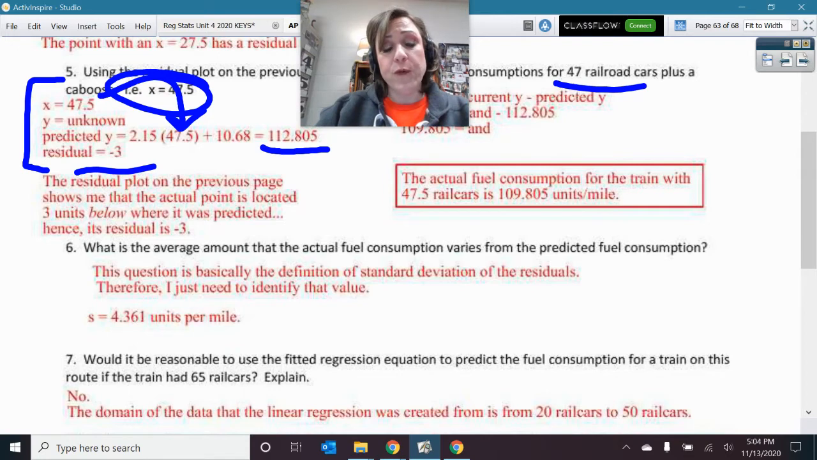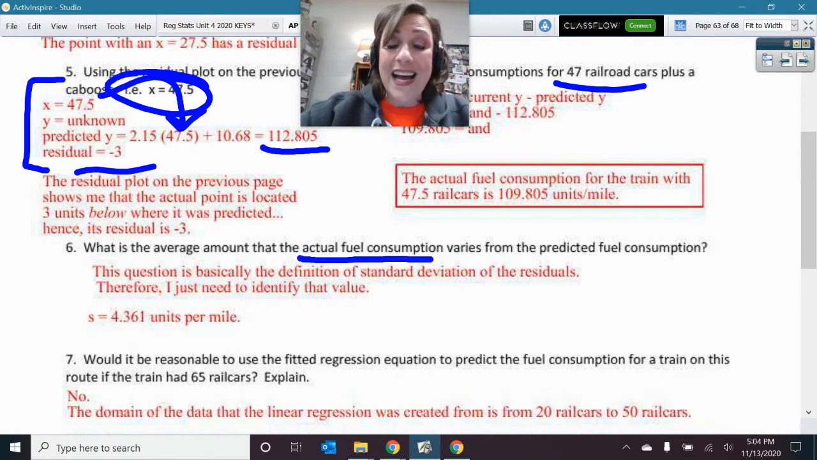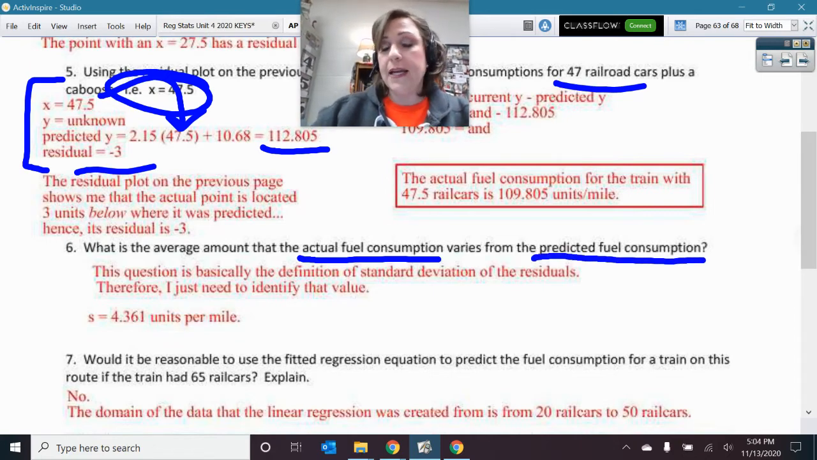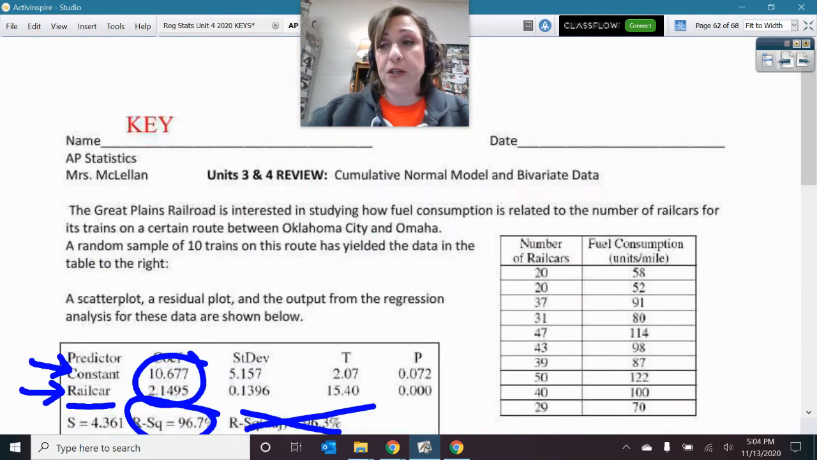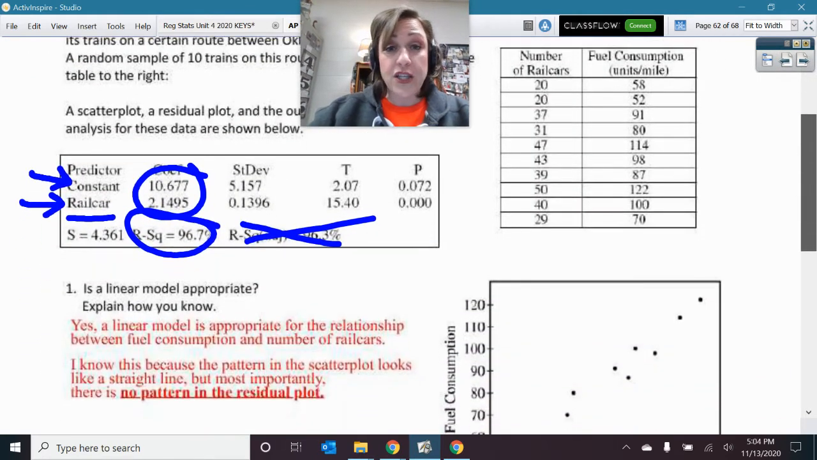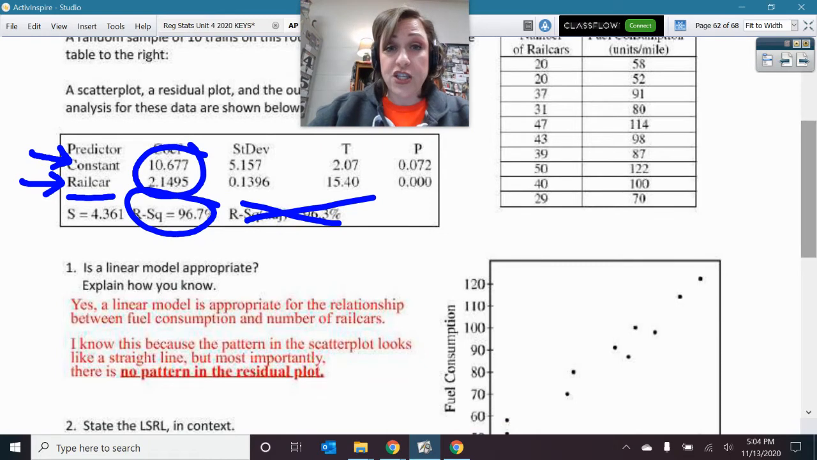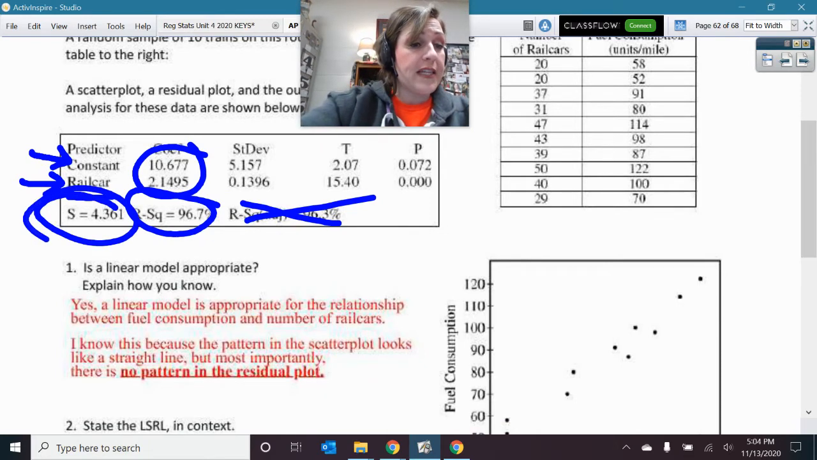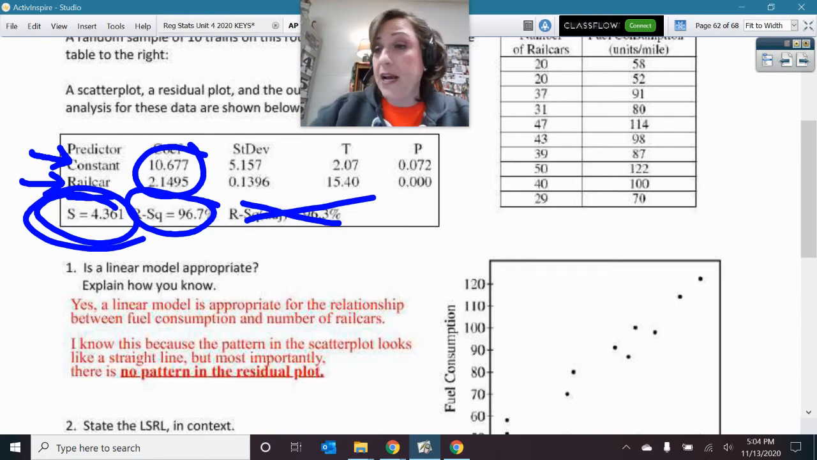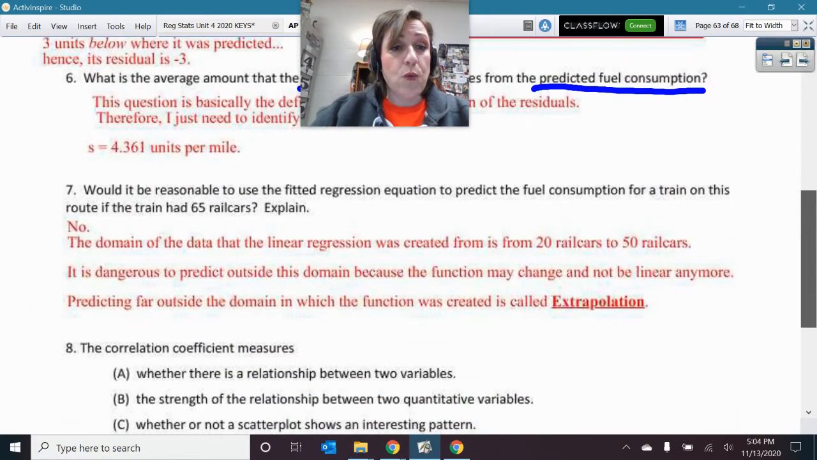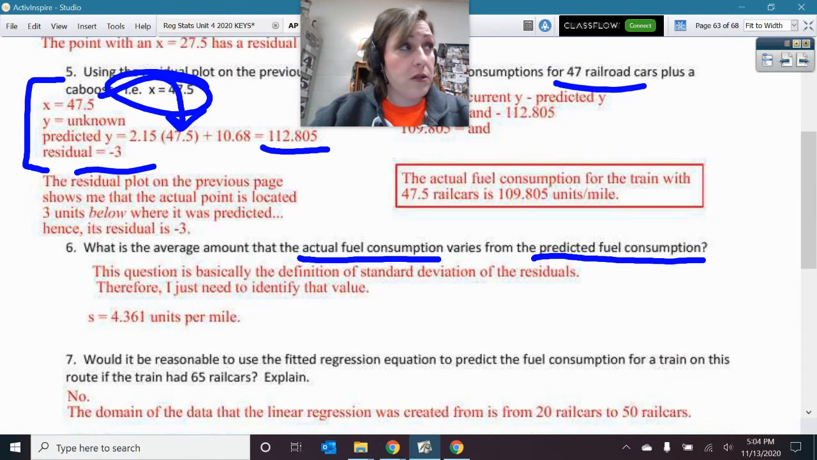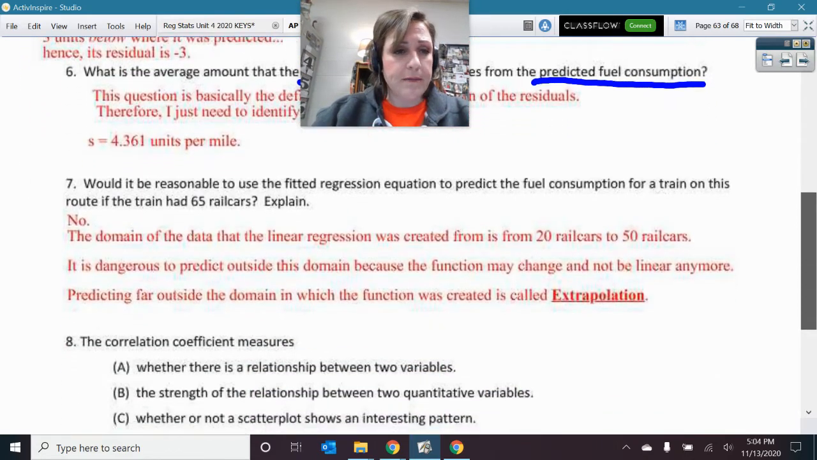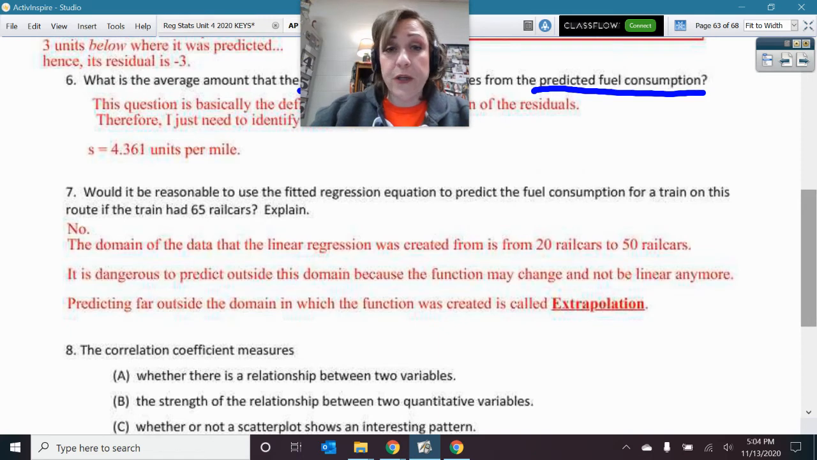Here we go. What's the average amount that the actual y, which is the actual fuel consumption, varies from the predicted y? That is the definition for the standard deviation of the residuals. You had to know that it's right there on the computer printout. So that was 4.361, in whatever the y units are, fuel consumption. Okay.